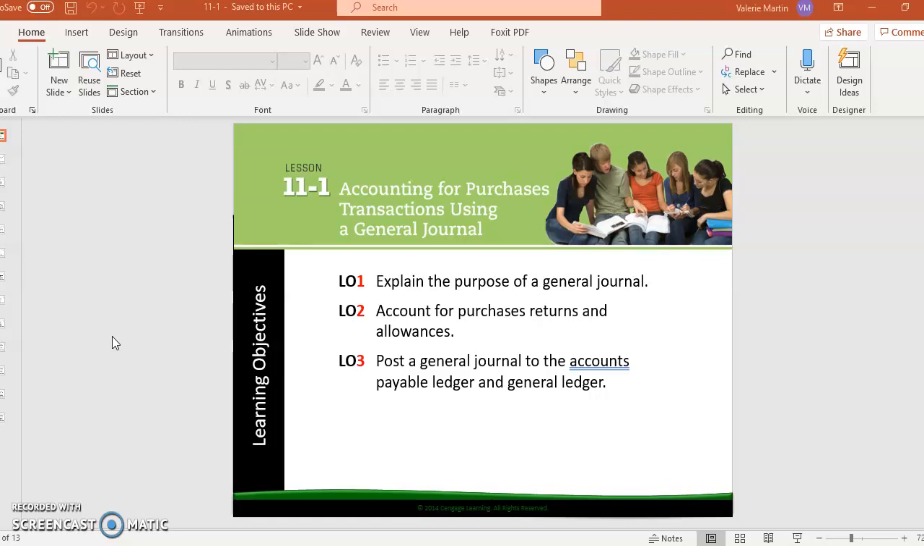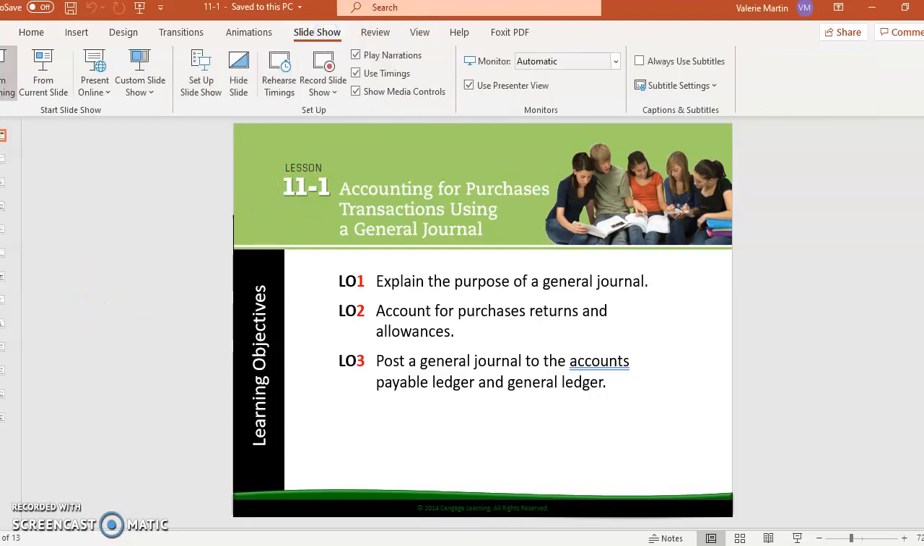So with lesson 11.1 here, we're going to explain the purpose of a general journal, account for purchases, returns, and allowances, and post a general journal to the accounts payable ledger and general ledger. So I'm just going to make this slideshow bigger here.